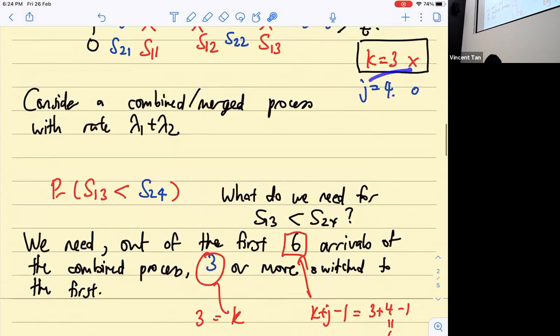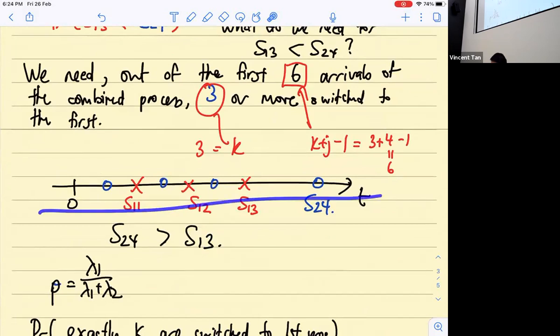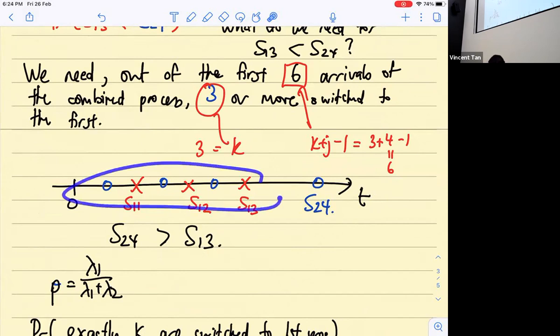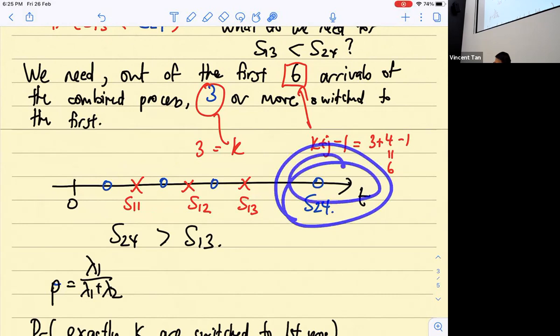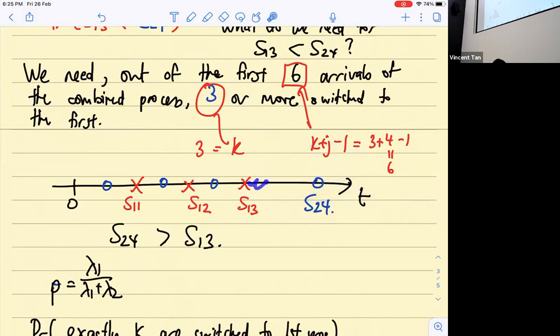Say K is equal to 3 and J is equal to 4. Then you have this situation here. This is a successful situation where out of the first K plus J minus 1, the first 6, you have 3 successes. Okay? Success means it's crossed. All right? Then what does that guarantee you? That guarantees you that no matter what happens over this side, beyond, no matter what happens here, you are going to succeed.